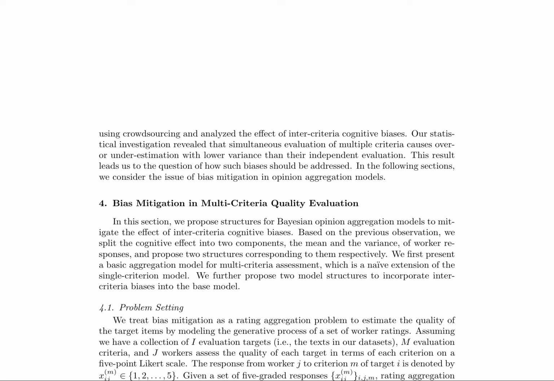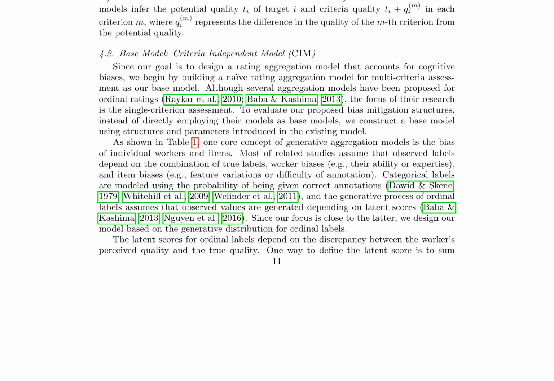The problem setting is defined as a rating aggregation problem, where the goal is to estimate the quality of target items by modeling the generative process of worker ratings. The authors assume a collection of evaluation targets, multiple evaluation criteria, and workers assessing the quality of each target in terms of each criterion on a 5-point Likert scale.